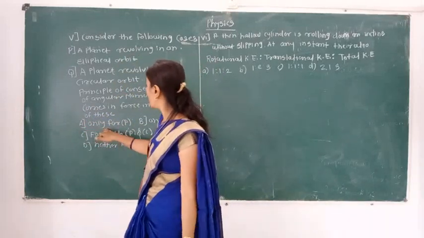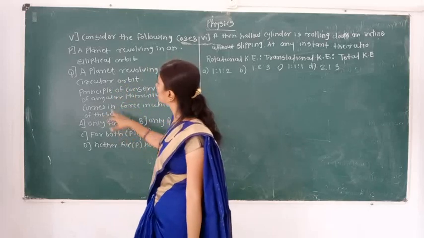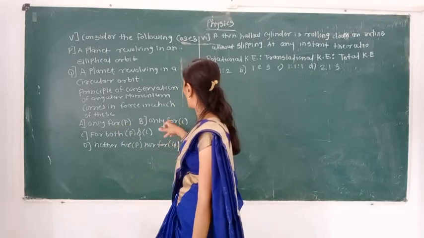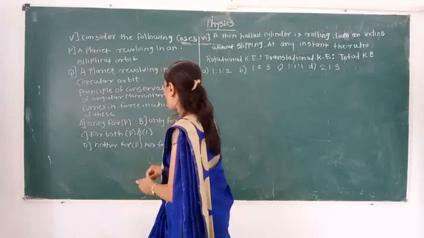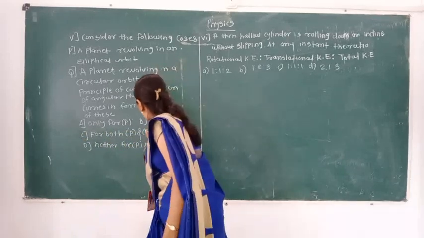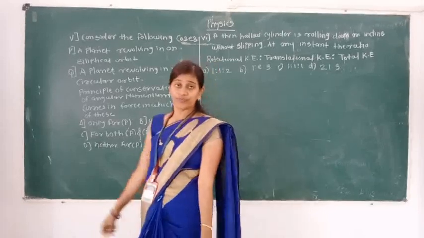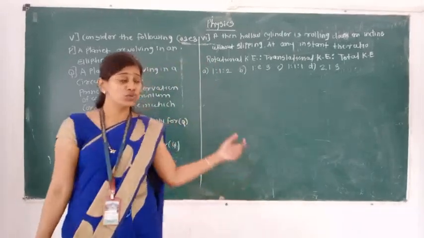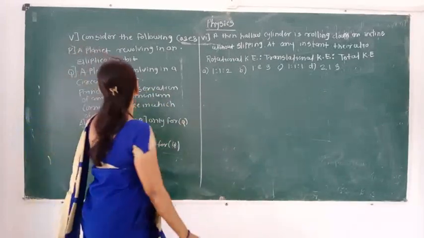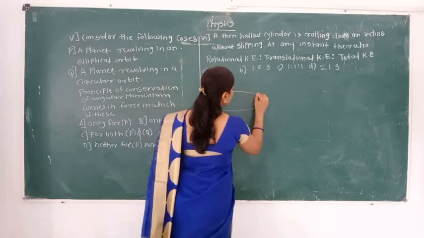And the options are: conservation of angular momentum is possible in the case of P, so only for P. Second one, only for Q. Next one is both for P and Q, and neither for P nor for Q. Now here, as per the given 2 cases, we have to check in which case the angular momentum remains constant. See, the planets revolving in an elliptical orbit.